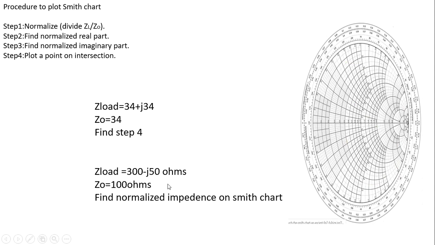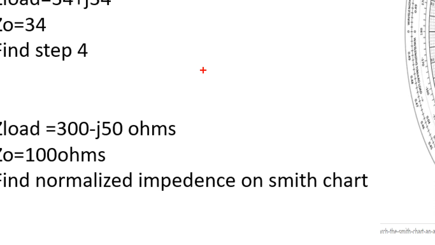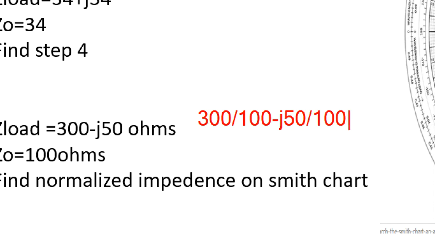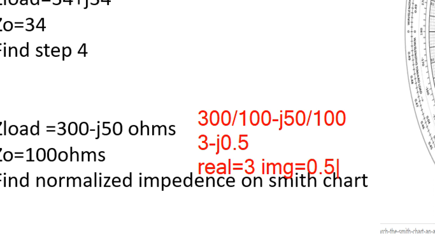Next we'll take one more example: 300 minus j50 ohms, with characteristic impedance 100 ohms. How can we calculate now? 300 divided by 100 minus j50 divided by 100 gives 3 minus j0.5. So the real part is 3 and the imaginary part is 0.5, and these two should be plotted on the graph.